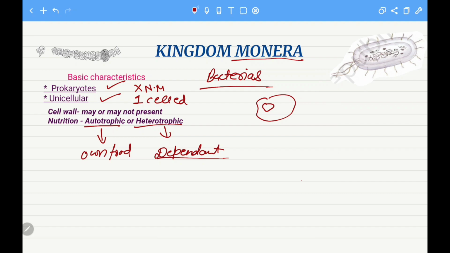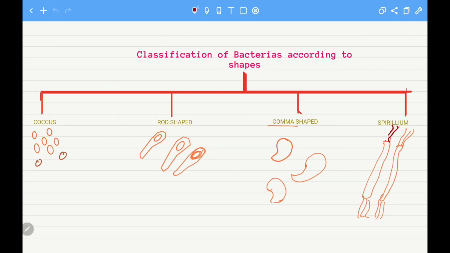Let's understand this kingdom further on the basis of cell structure. How bacteria are divided according to cell structure, let's see on our next slide. Here you can see the classification of bacteria according to shapes. According to shape, bacteria are classified as coccus, rod-shaped, comma-shaped and spirillum. Coccus are those which are spherical in shape, rod-shaped have a spindle-like structure, and you can see it's a bit spoon-like also. Next one is comma-shaped. As the name depicts, they have a comma-like structure. And next one is spirillum. Spirillum has a special flagella-like structure present on the outside surface of the body.